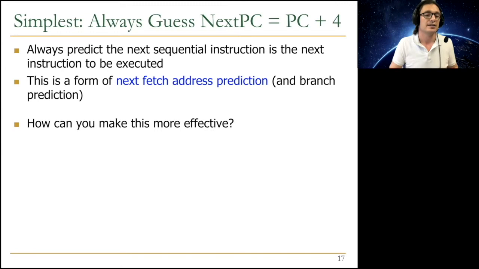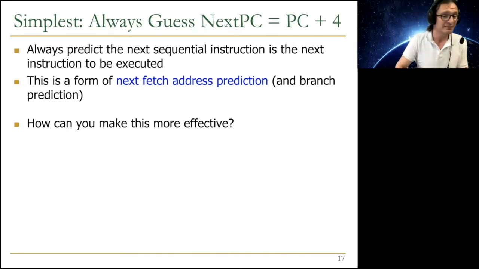Okay, how can you make this more effective? Assume that actually this is not very effective. It turns out its prediction accuracy is 30 to 40% if you're lucky. And 30 to 40% is terrible, as we discussed, right? If you have the assumptions that we made earlier, you'd be fetching lots and lots more instructions into the pipeline and wasting a lot of cycles. But there are methods to make this more effective.